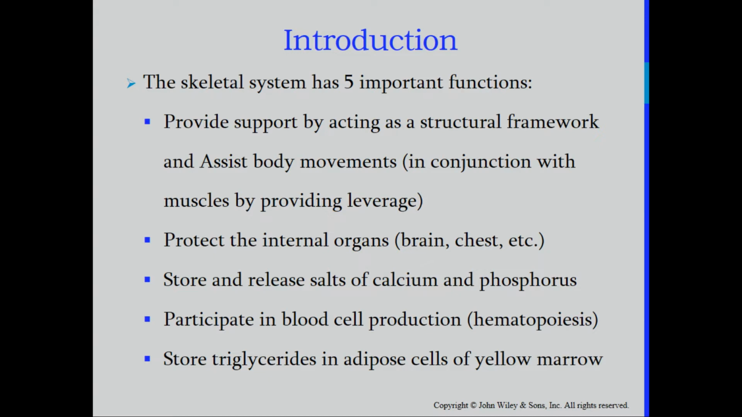They participate in blood cell production. Your red blood cells are unnucleated, so they simply can't divide to make more blood cells through mitosis. They have to be grown, and they are grown in the bone marrow found inside the bones, and that process is called hematopoiesis. They will store triglycerides in adipose cells, which, as we know, stores fat, and we'll find that in the yellow marrow.